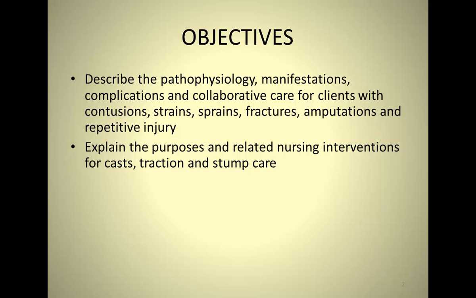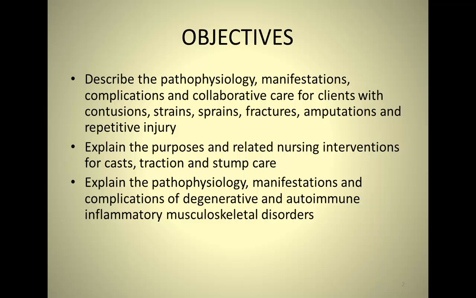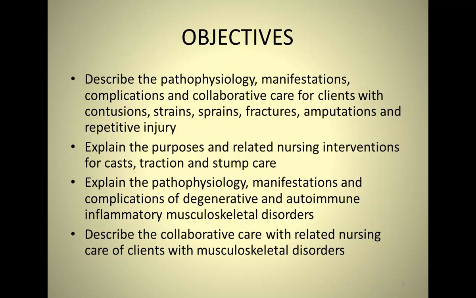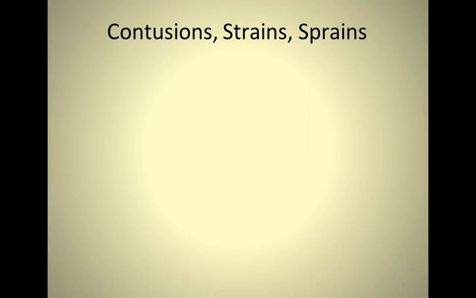Just saying. Explain the purposes and related nursing interventions for casts, traction, and stump care. We're going to cover it all. Explain the pathophys, manifestations, complications of degenerative and autoimmune inflammatory musculoskeletal disorders. You could take any one of these and make a whole course out of it. Describe the collaborative care and related nursing care of clients with musculoskeletal disorders. We're going to start out with contusions, sprains, and strains.